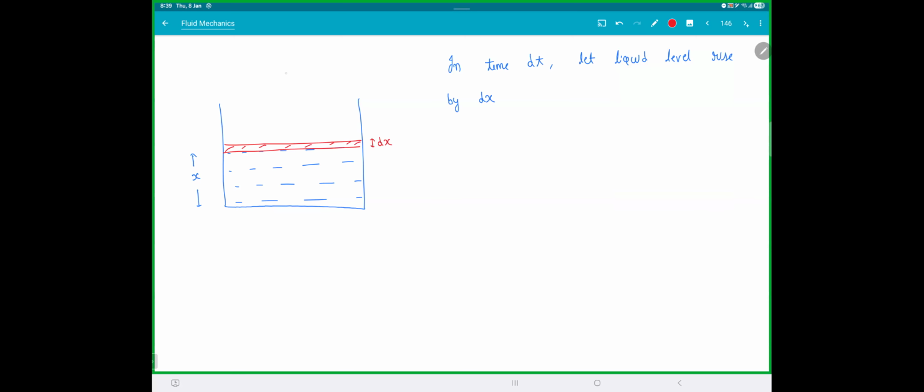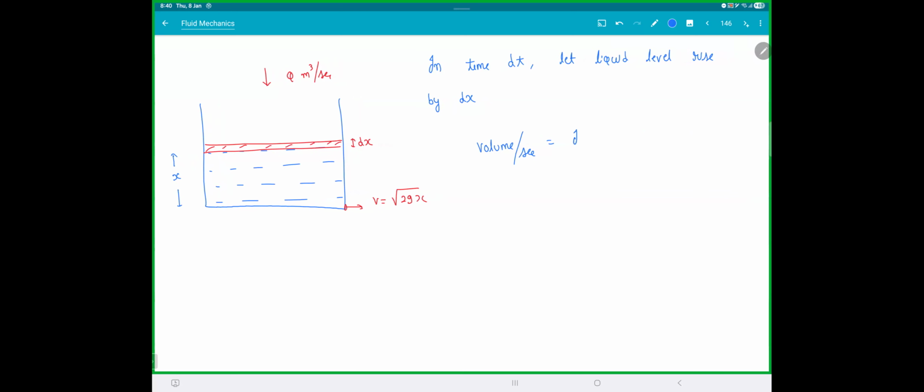So where are you getting this thing from? Two things. One, there is an inflow Q meter cube per second. This is the liquid that is entering. At the same time, from the hole, the liquid is going out with the speed of root 2gx at that instant. So the net liquid in the container is inflow per second minus outflow per second. Is that making sense? Let's say every second if 10 centimeter cube enters and every second 7 centimeter cube leaves, the difference must be stuck in the container only.